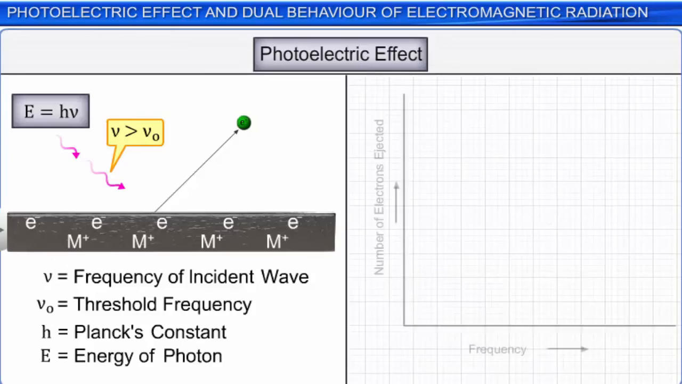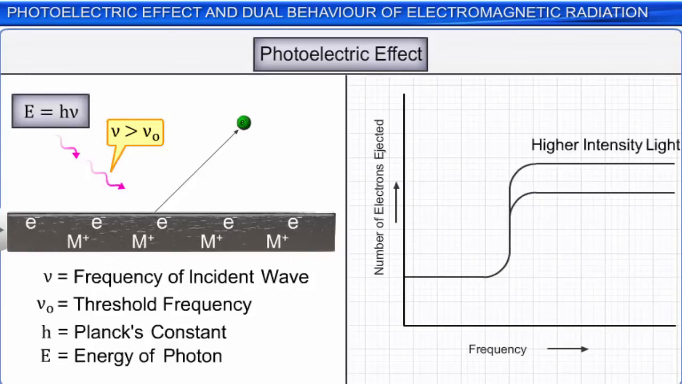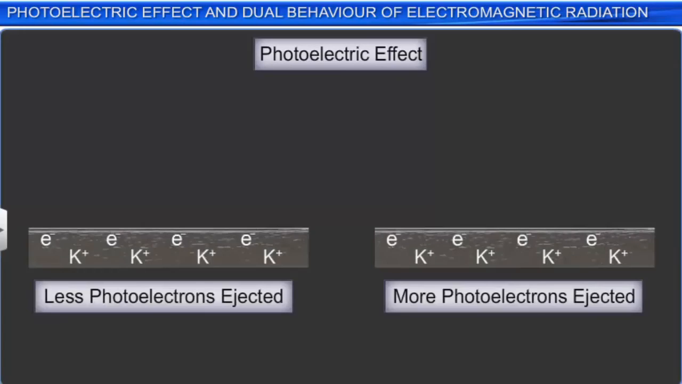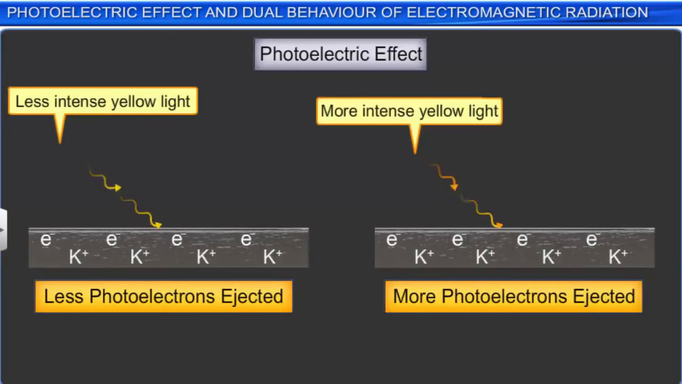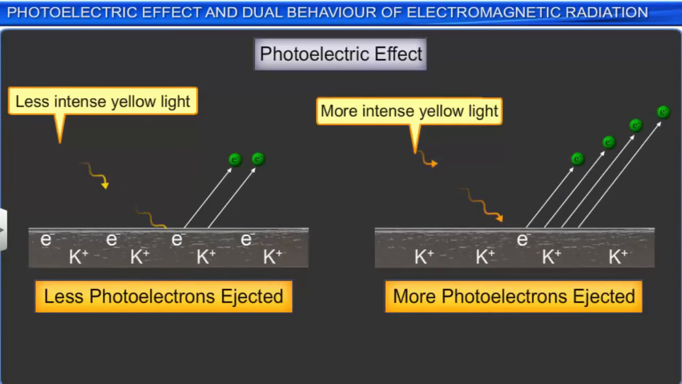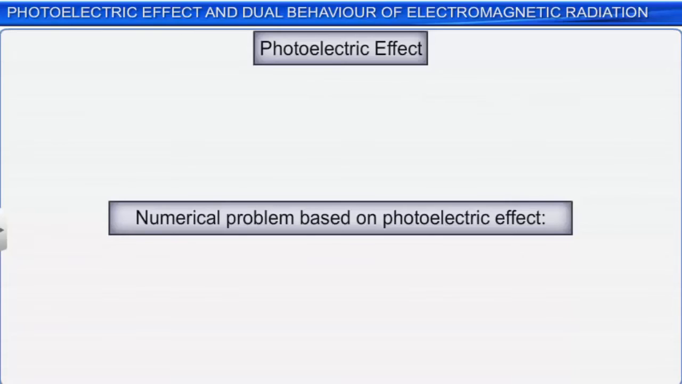Lastly, greater is the intensity of incident light, or the number of photons that strike a metal, greater is the number of electrons ejected. For example, when more intense and less intense yellow light is made to shine on potassium metal separately, then a relatively larger number of electrons will be ejected from the potassium metal with high intensity light.